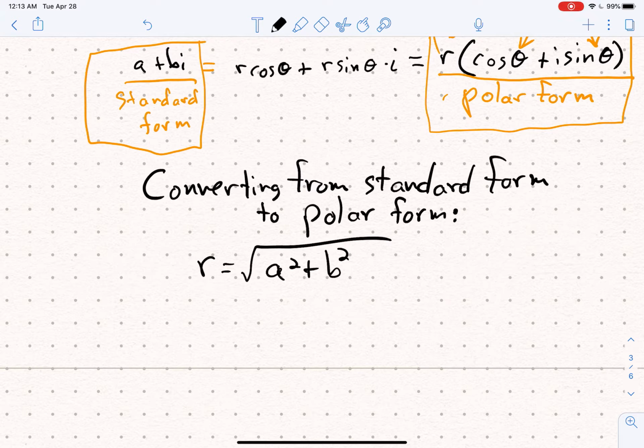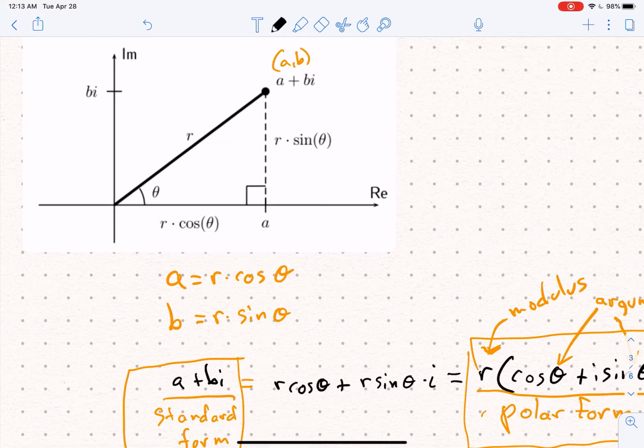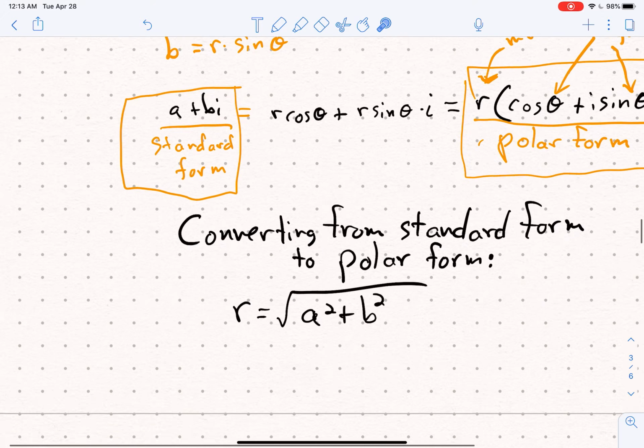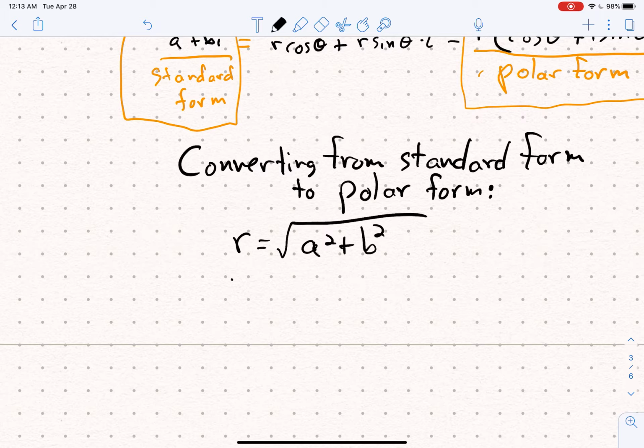When converting from standard form to polar form, the other thing that we want to pay attention to is that angle theta. I don't have a formula for the angle, but if you know a and b, the tangent of this angle is exactly opposite over adjacent. So the tangent of this angle is equal to this guy, that's b, divided by this guy, that's a. So that's the formula that we're going to use. Tangent of theta, if you want to know the argument theta, is equal to b over a.